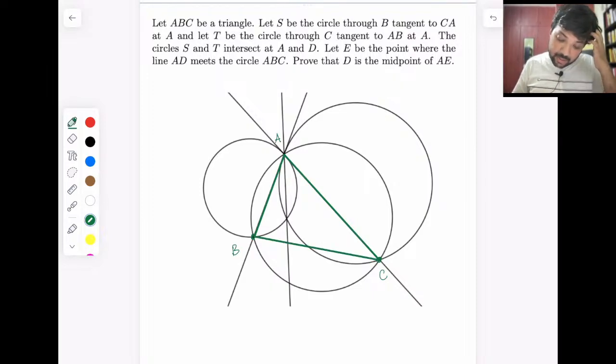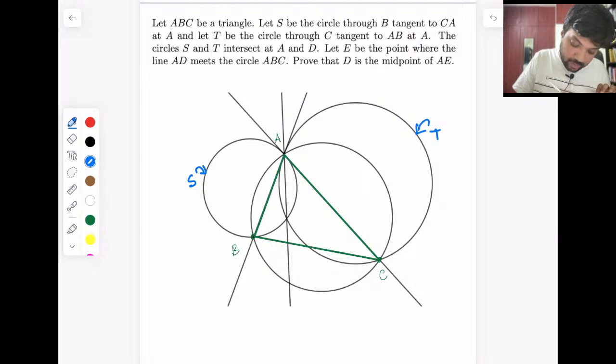S is the circle passing through B tangent to CA. So this is S. Similarly, this is T, the circle passing through C that is tangent to AB at A. And the circles S and T intersect at A and D. So let's say this is D. And AD extended meets the circumcircle ABC at E.